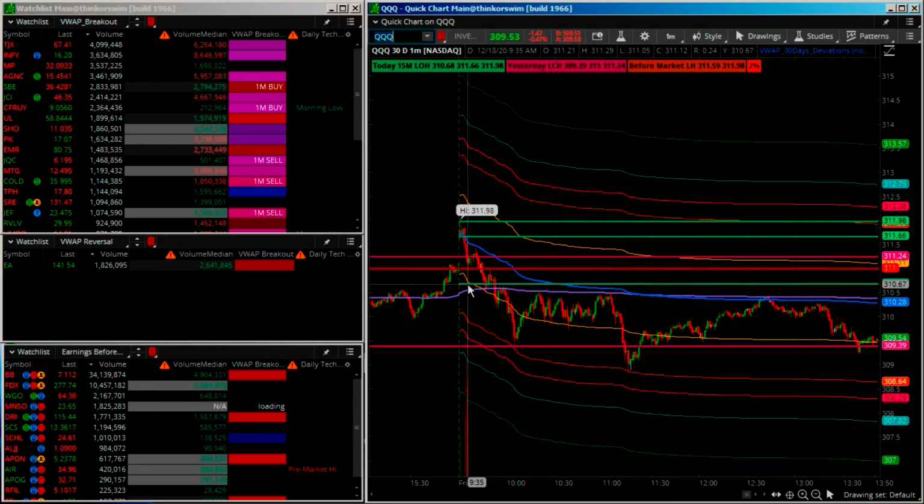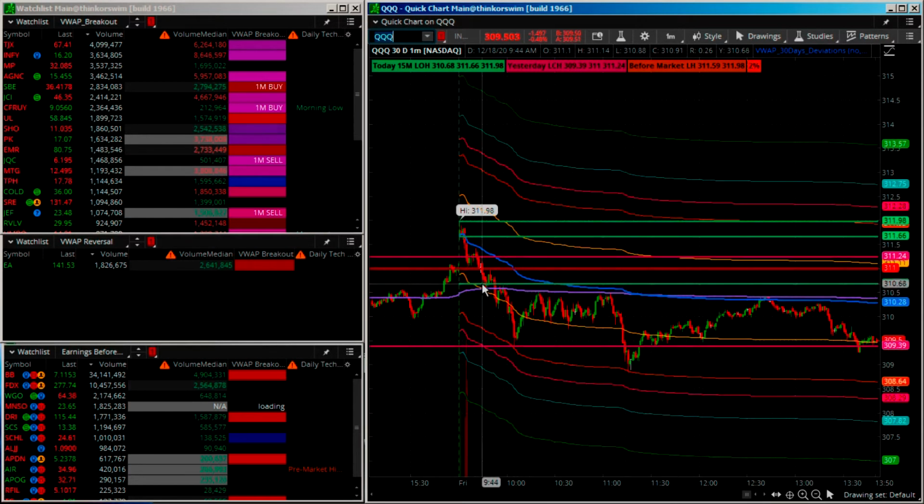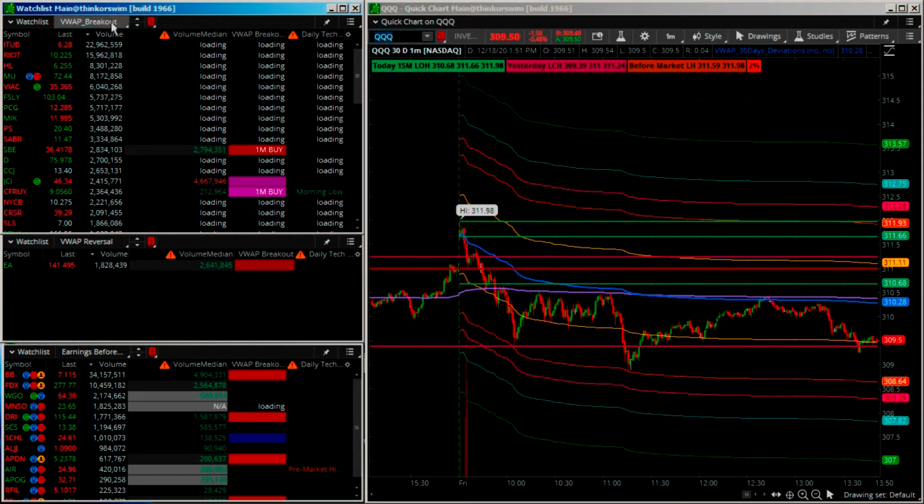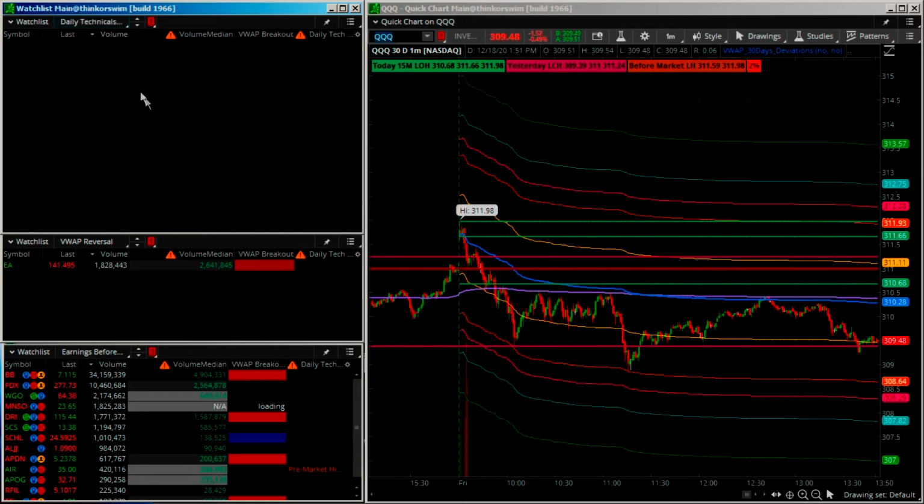So morning lows and highs are generated after 15 minutes. As we see this one here, it's been generated after 15 minutes of the day. They are often used as support or resistance. So there is actually a watch list scanner that can give you those settings. So it's a daily technicals breakouts. It is currently by default set to open, close, I think morning highs and morning lows.